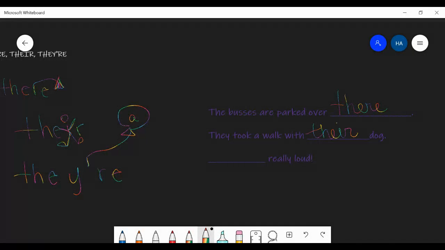The very last one says, blank really loud. And we are going to use the contraction because we can say they are really loud. So it's THEY apostrophe RE. They're really loud. Okay. So again, those are the common homophones, and that's a quick review and a quick way to try to help you remember them.